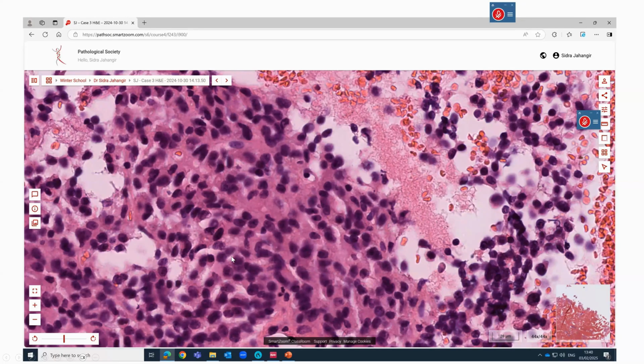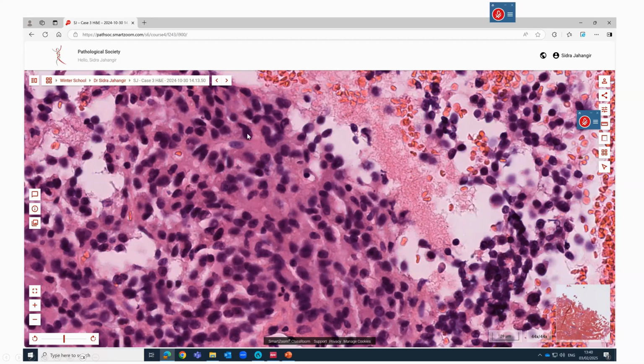Sorry, this is the highest power capture. I can take it from the virtual slide, but on the microscope, the salt and pepper chromatin is very nicely appreciated, but somehow it's faint on this slide. But there is salt and pepper like chromatin.